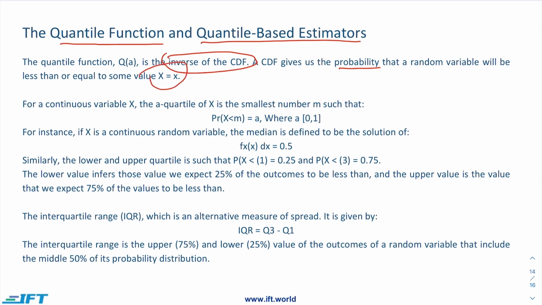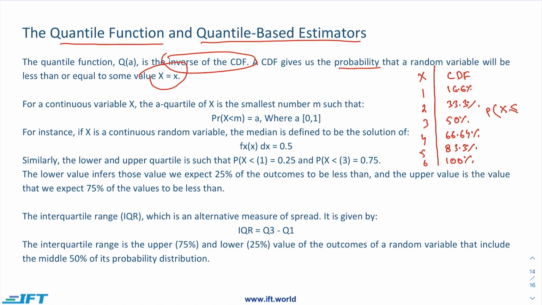some value of x. If we recall the example that we discussed earlier of the rolling of a dice, we had 6 options, 1, 2, 3, 4, 5, 6, and the probabilities or the CDF that were assigned were 16.6%, 33.3%, around 50%, 66.64%, 83.3%, and then 100%.